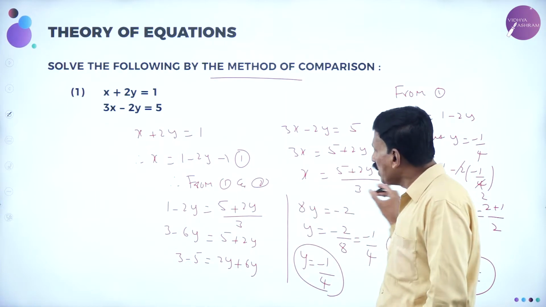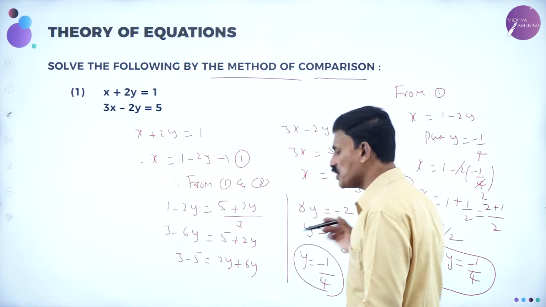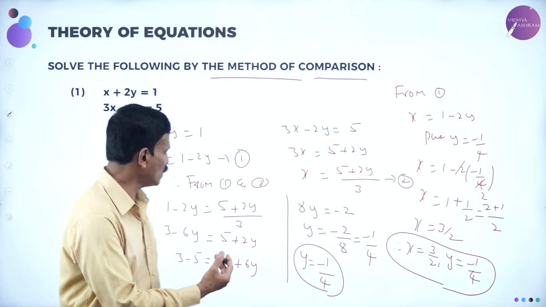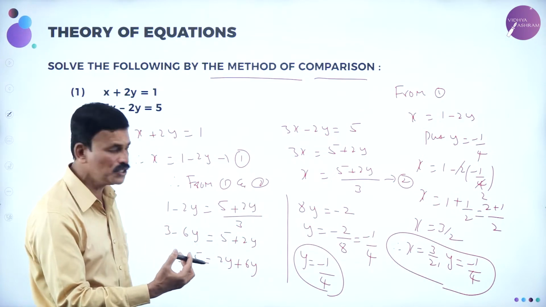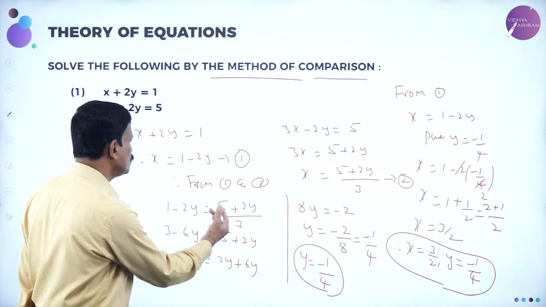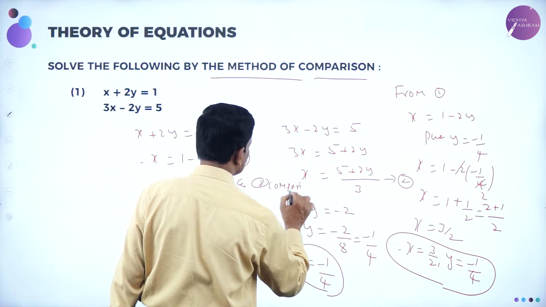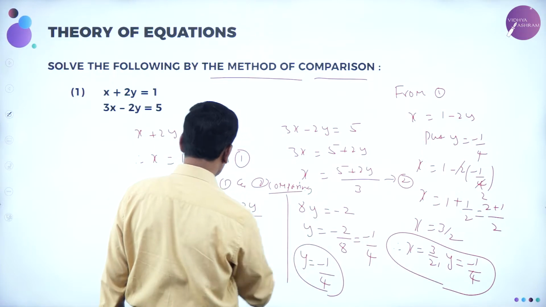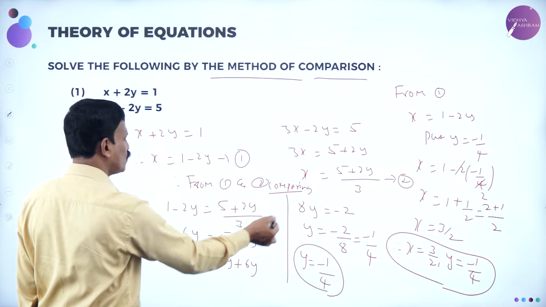Equation number 2. Comparing equations 1 and 2, that is called comparison method. If we compare equations 1 and 2, LHS is the same. x is equal to x, and x is the same in both the equations. This is called comparison. Comparing 1 and 2, 1 minus 2y is equal to 5 plus 2y divided by 3.